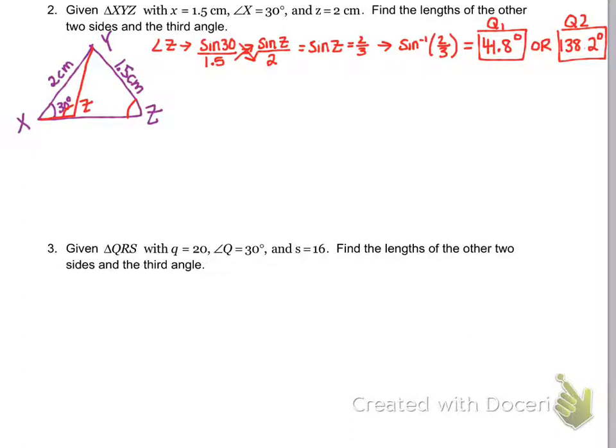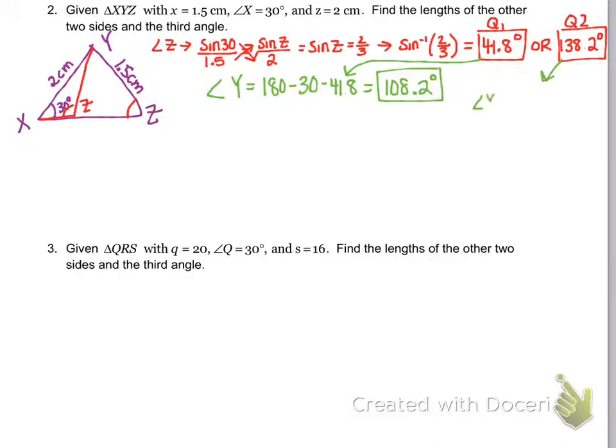Okay, so the next step is to find angle y. Now to find angle y, I need to do it twice. So if I have angle y, the first thing I'm going to do is subtract from 180, 30, and then first I'm going to use my 41.8. And when I do this, I'm left with 108.2. If you notice in that triangle that I drew on the left, in red, it split angle y, and we have to solve for both of those. So for our second one, angle y is 180 minus 30 minus 138.2 now, and we get 11.8. So these are the 2 possible angles for angle y.